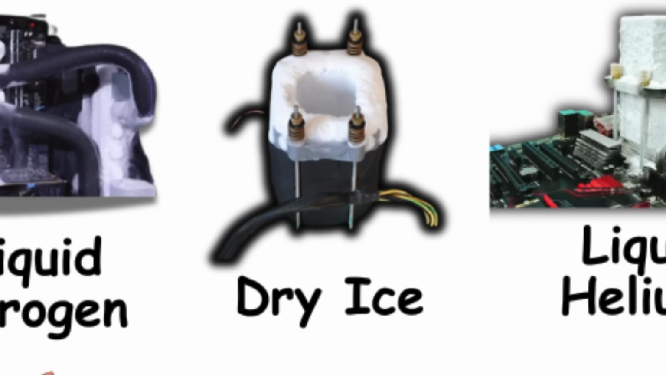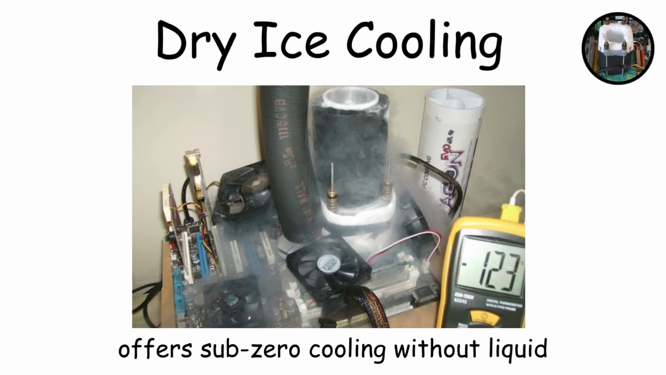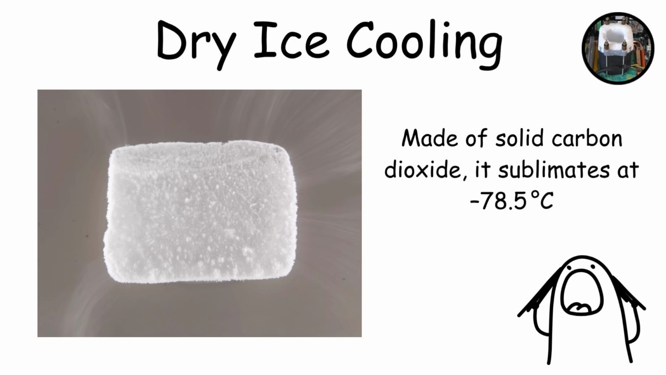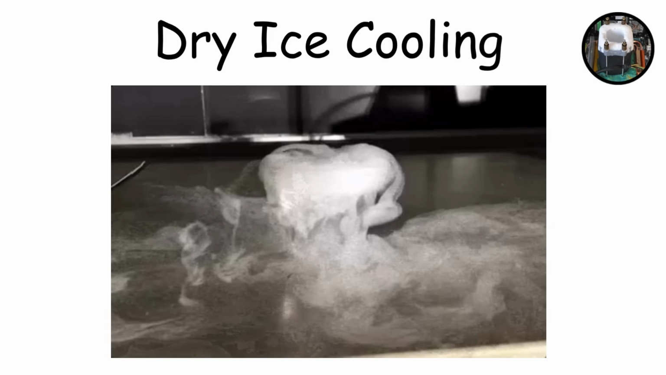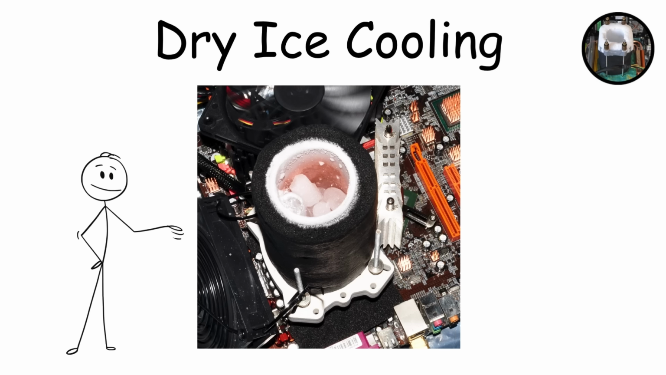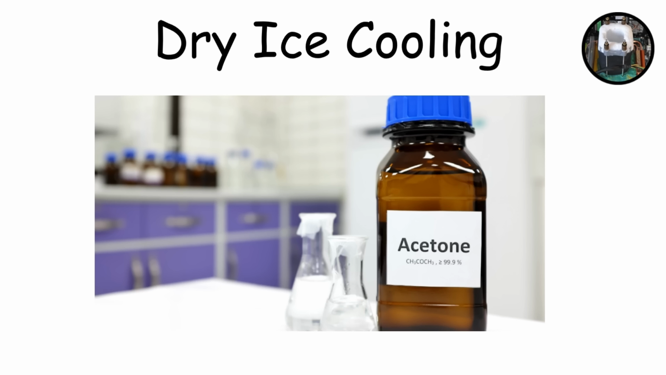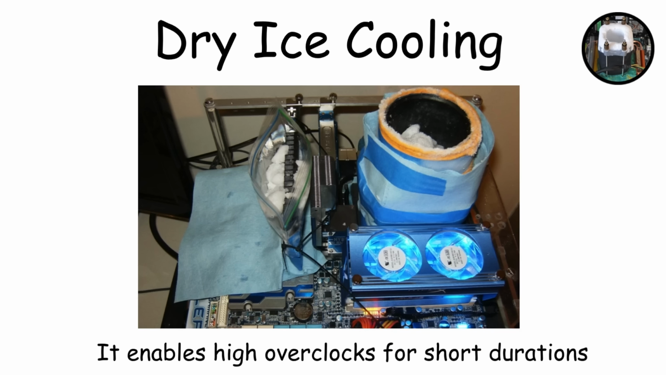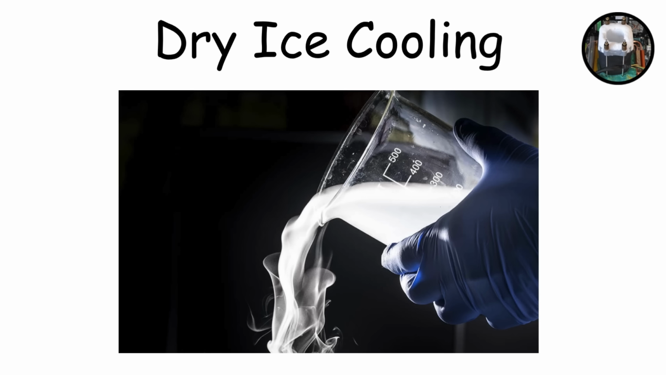Dry ice cooling. Dry ice offers sub-zero cooling without liquid. Made of solid carbon dioxide, it sublimates at -78.5 degrees Celsius, turning directly from solid to gas. For PC cooling, dry ice is placed into a metal pot on the CPU or GPU, often mixed with a solvent like acetone to improve contact and spread the cold evenly. It enables high overclocks for short durations, similar to liquid nitrogen, but with slightly less cooling power.